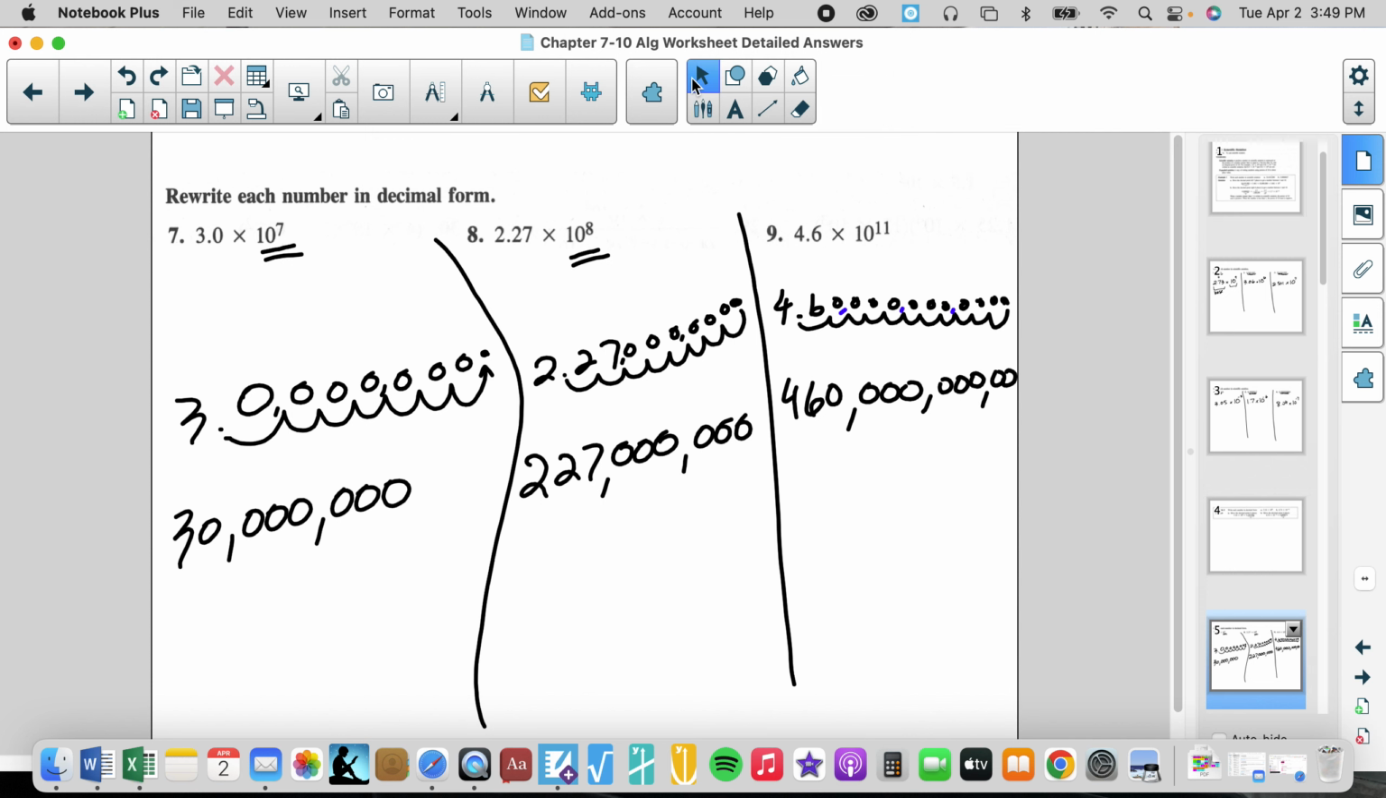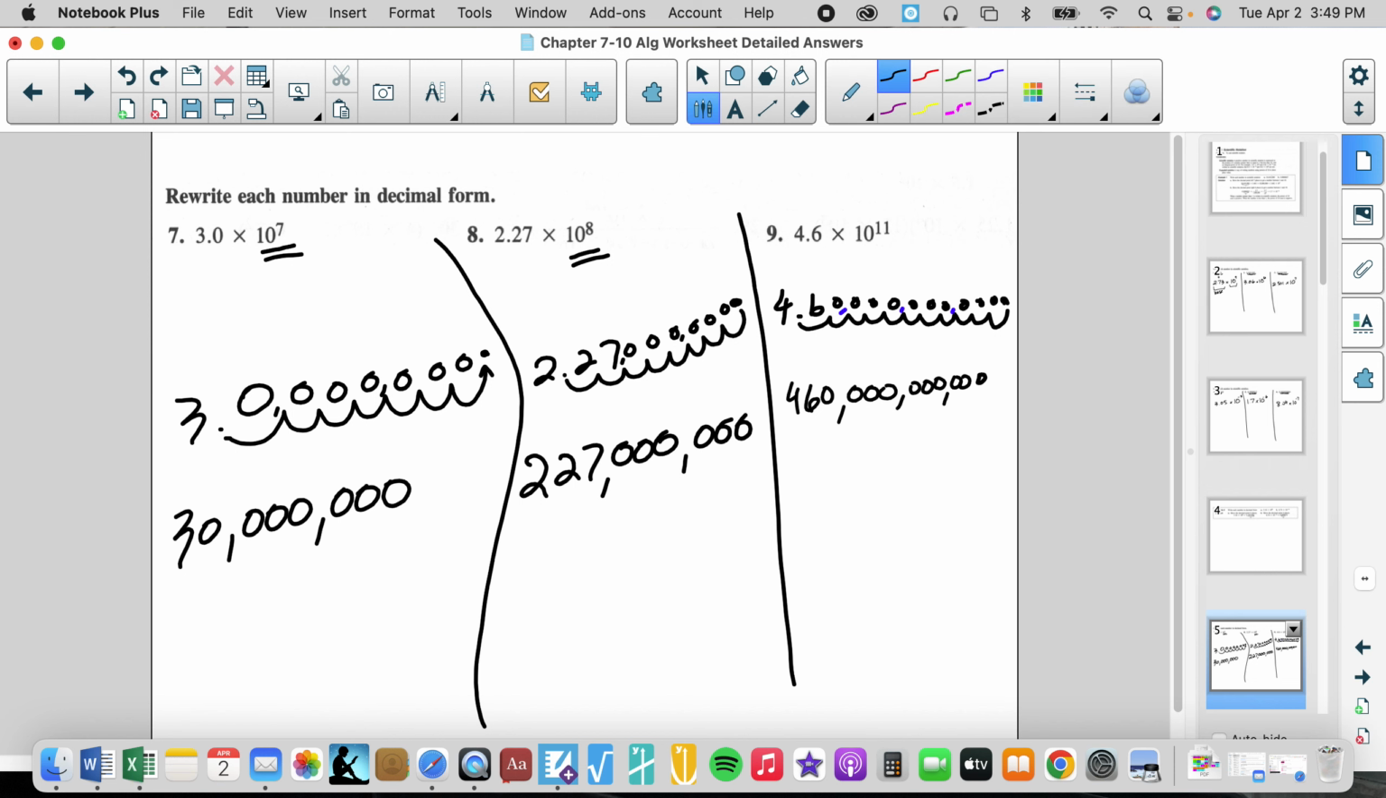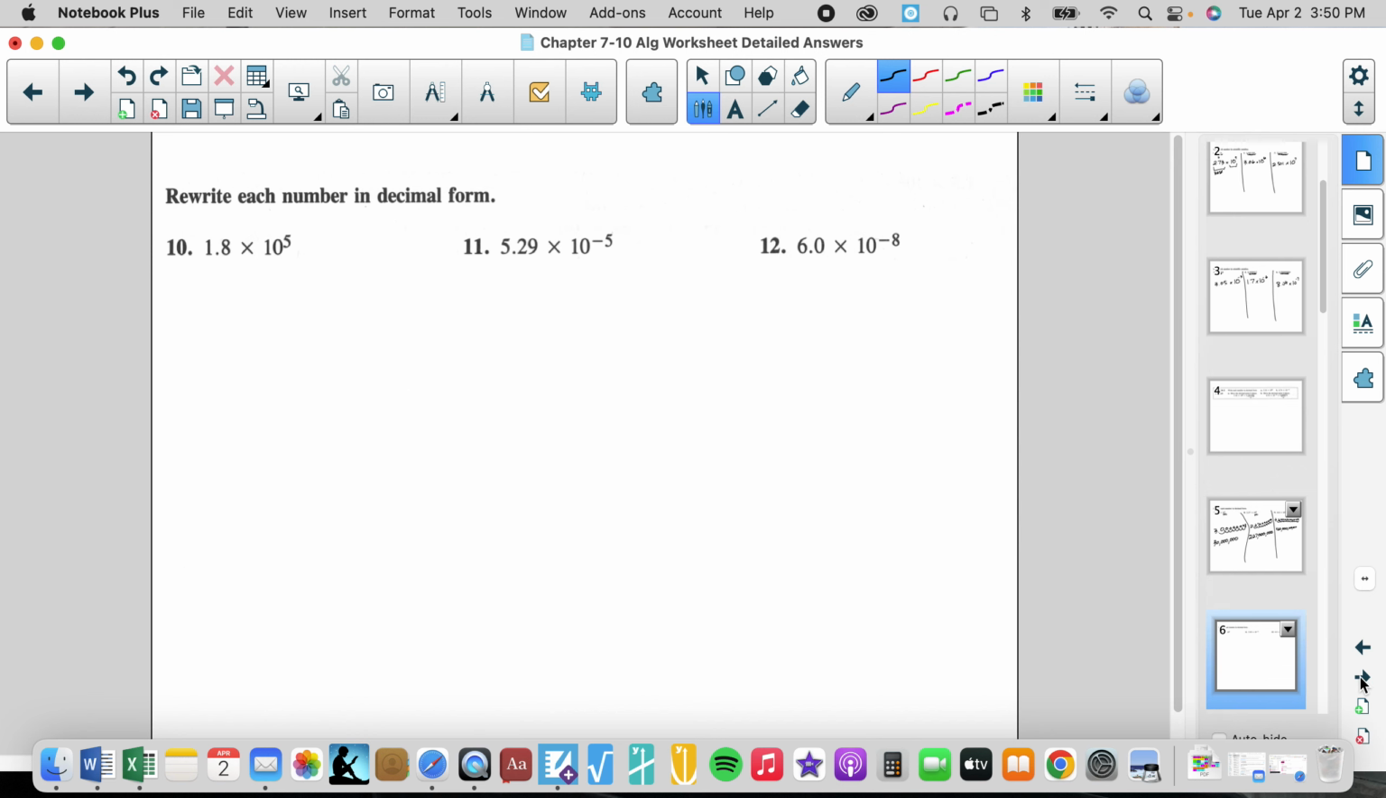See, ran out of space. Let's make it smaller so I can get my zeros in there. Pain in the butt. 460 trillion. No, billion, sorry. Did I forget a set of zeros? That's million, billion. 460 billion. Yeah, that's good. All right, we're good.